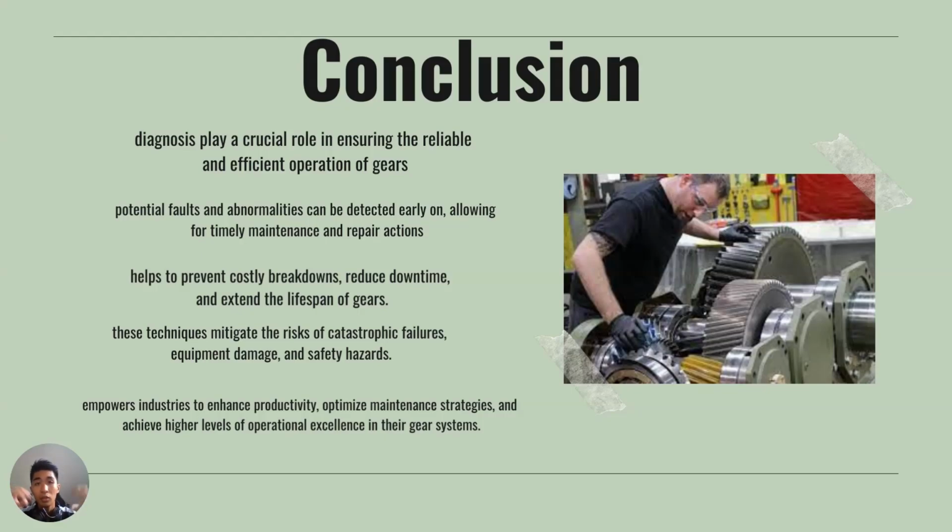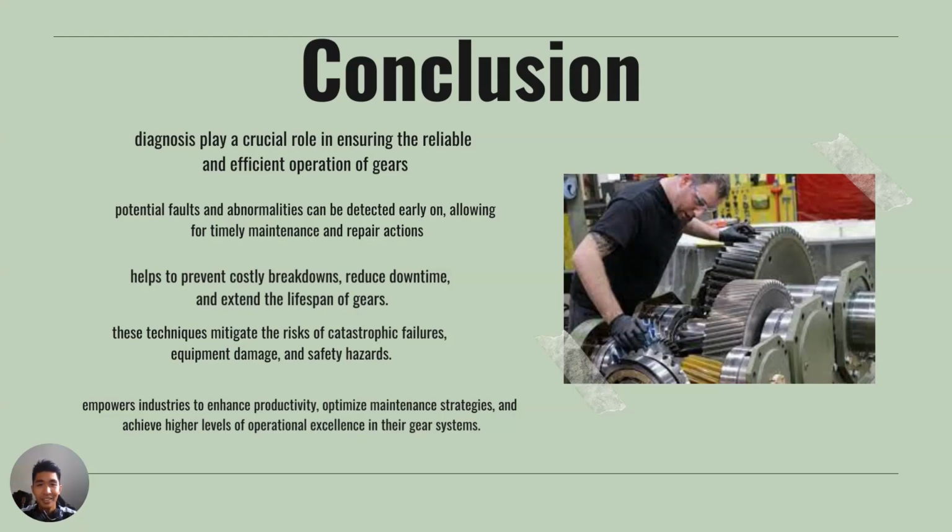So anything that involves gear needs to be monitored to detect early faults or abnormalities. If we detect the abnormalities, maintenance and repair action can be done quickly, early, before it turns into downtime or a breakdown. Condition monitoring and fault diagnosis also help to prevent costly breakdowns. As I said before, detecting potential faults helps to reduce downtime, extend the lifespan of the gear, and prevent costly breakdowns.